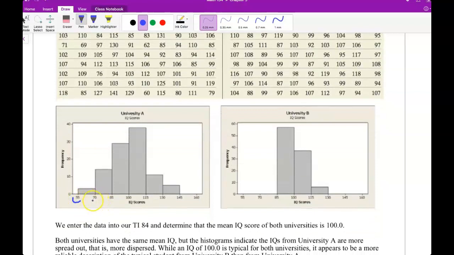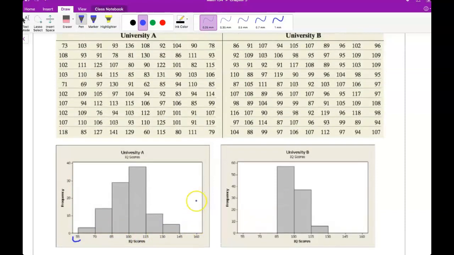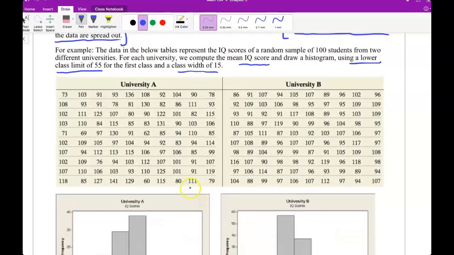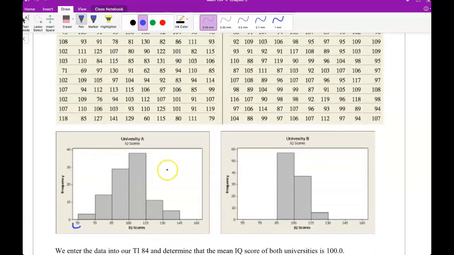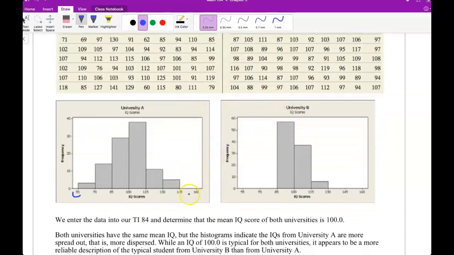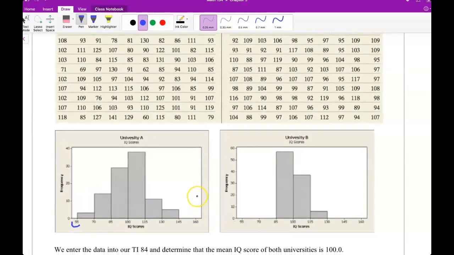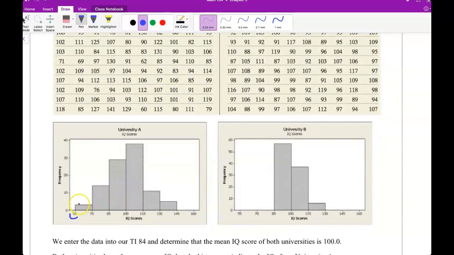So 55 plus 15 is 70, 70 plus 15 is 85, 85 plus 15 is 100. So we have all these classes and the maximum number. Based on the maximum number in each data set, we choose the higher limit. The higher limit here is 160, because we want to have all these numbers in this interval, starting from 55 up to 160.